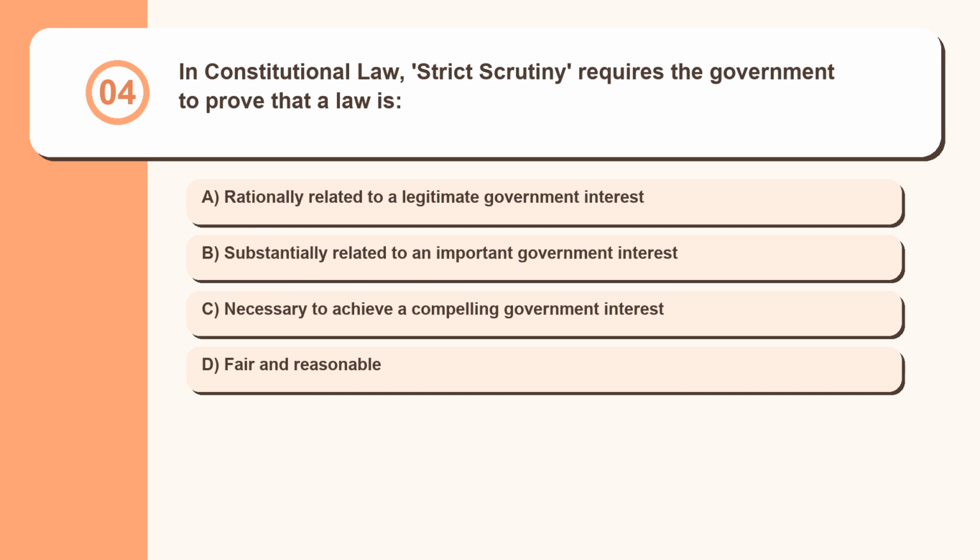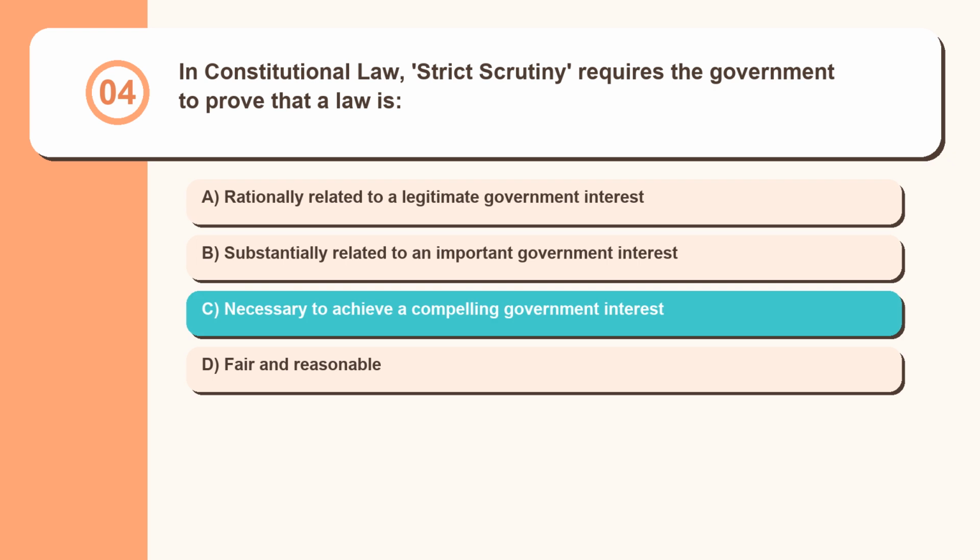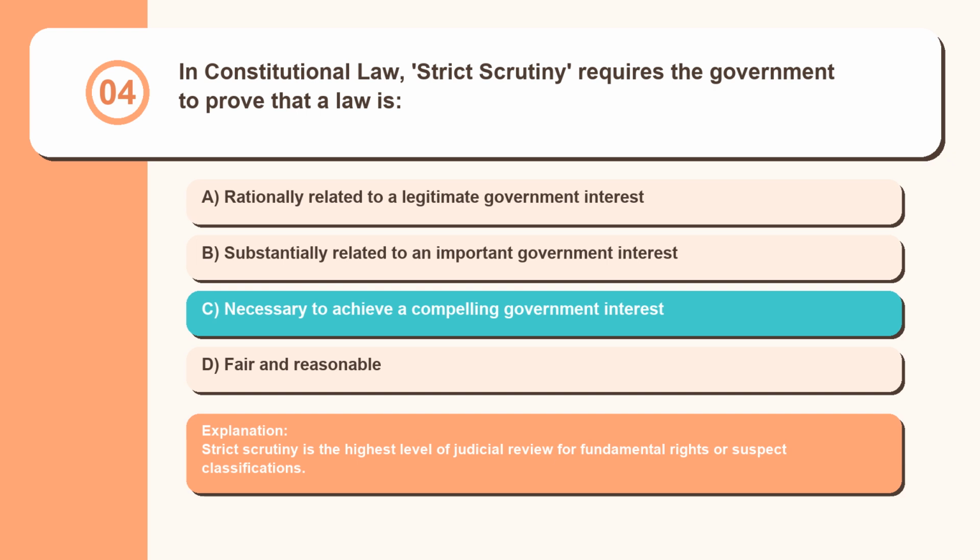Question 4. In constitutional law, strict scrutiny requires the government to prove that a law is rationally related to a legitimate government interest, substantially related to an important government interest, necessary to achieve a compelling government interest, or fair and reasonable. Strict scrutiny is the highest level of judicial review for fundamental rights or suspect classifications.